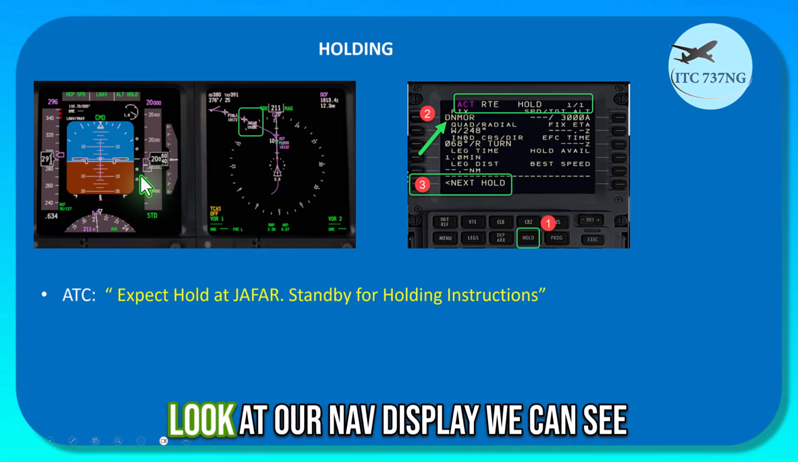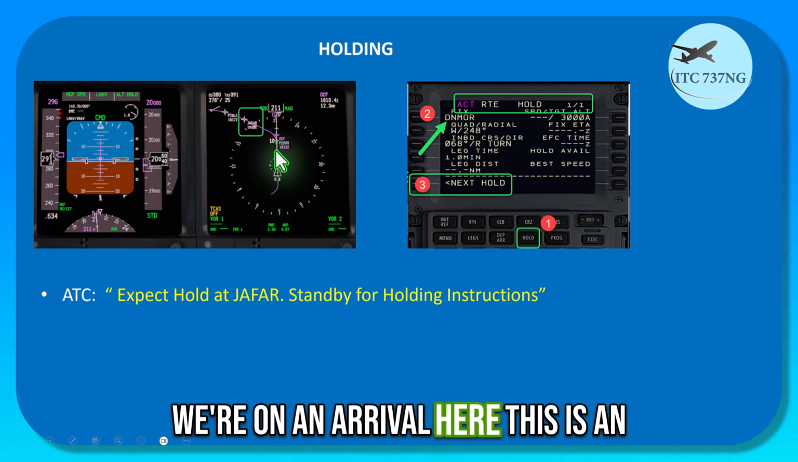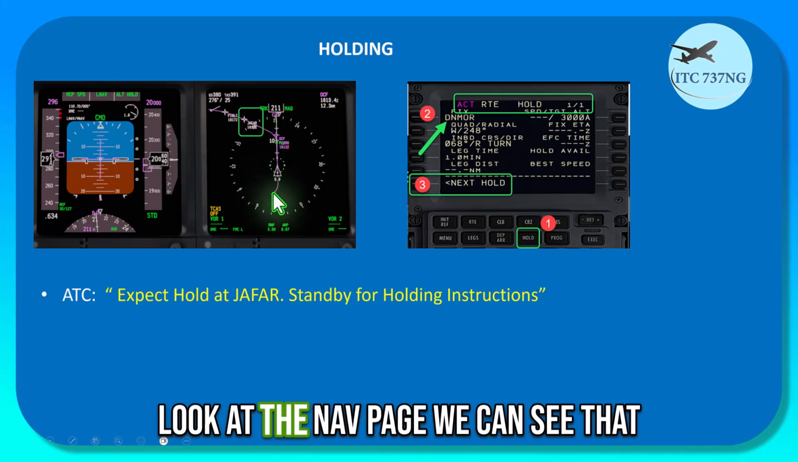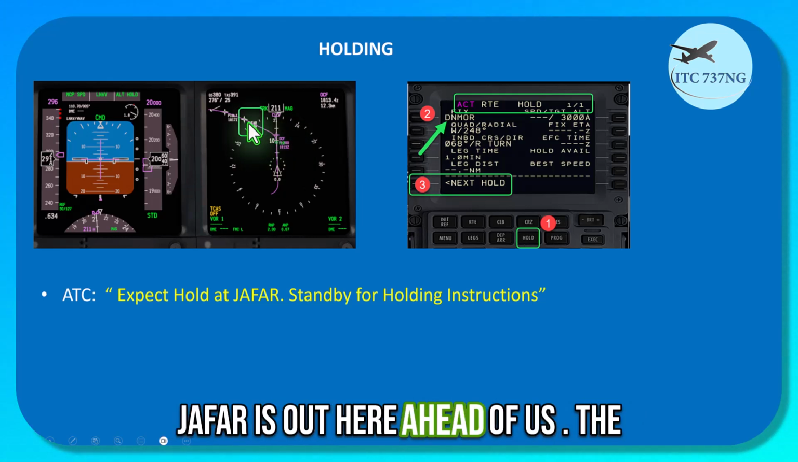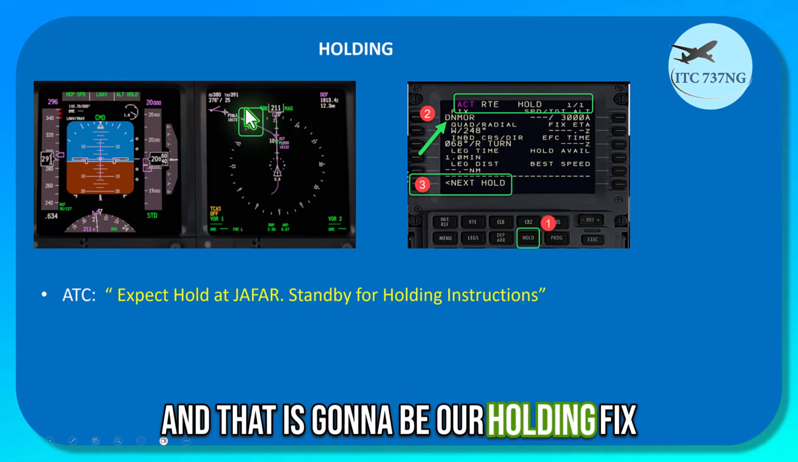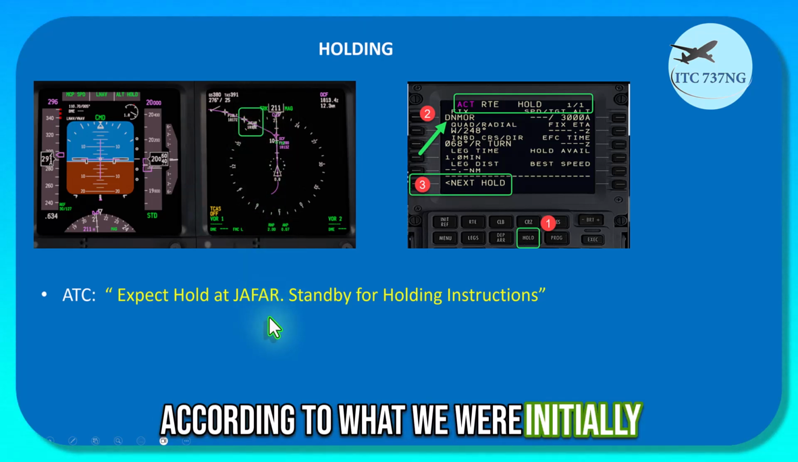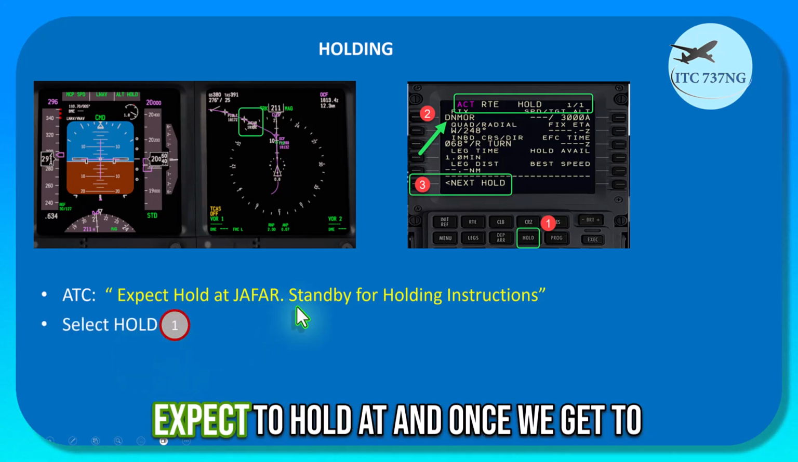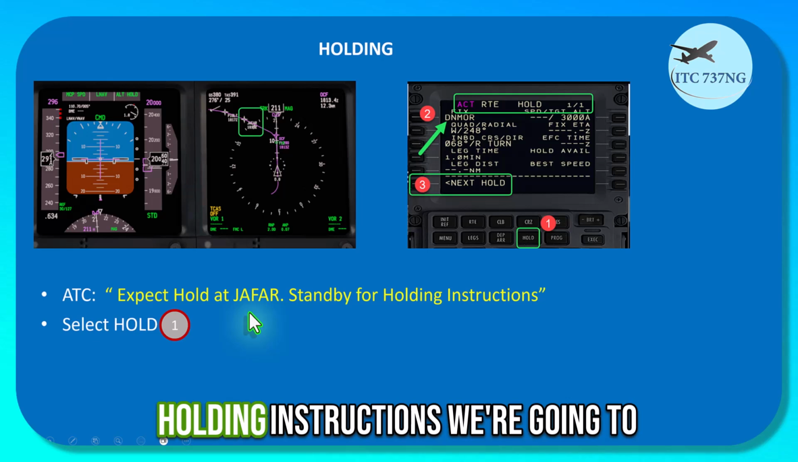So as we look at our nav display, we can see we're on an arrival here. This is an arrival into an airport. And as we look at the nav page, we can see that JFAR is out here ahead of us, the second waypoint that's ahead of us, and that is going to be our holding fix according to what we were initially given. So that's going to be what we'll expect to hold at. And once we get the holding instructions, we're going to enter that.